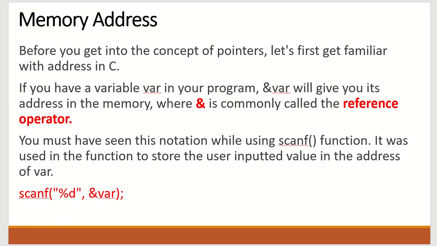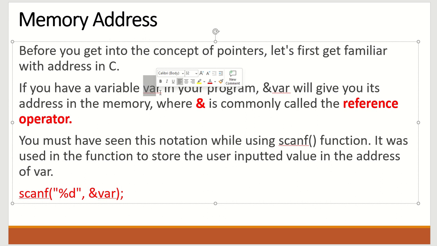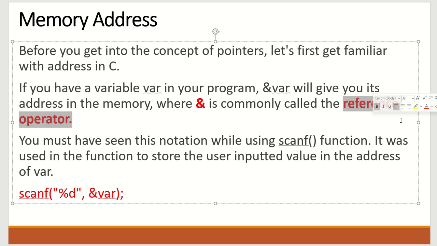Memory address. Before we get into the concept of pointers, let's first get familiar with the address in C programming language. If you have a variable var, that is the name of the variable in your program, then ampersand var will give you its address in the memory, where ampersand is commonly called the reference operator. You must have seen this notation while using the scanf function. It was used in the function to store the user inputted value in the address of var. See here.